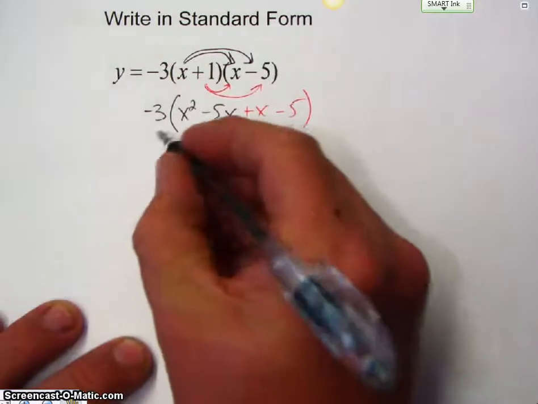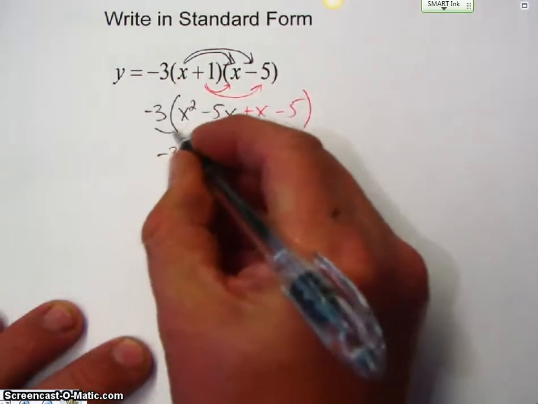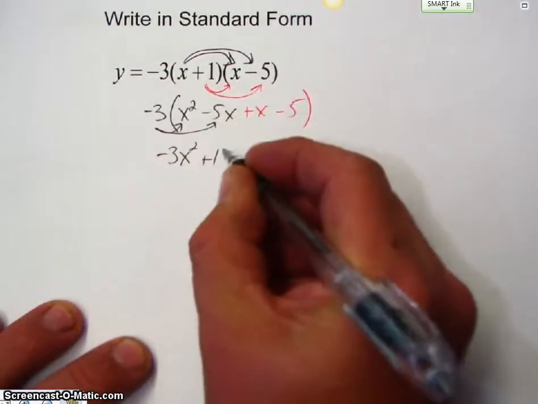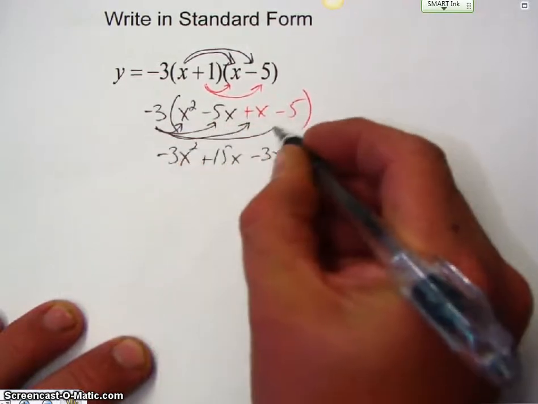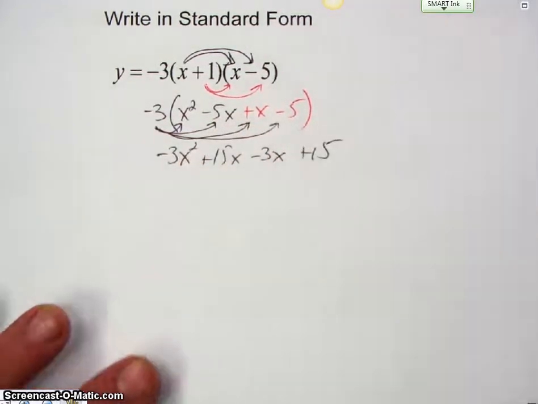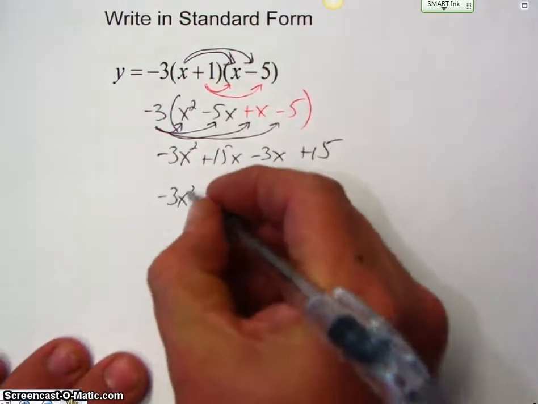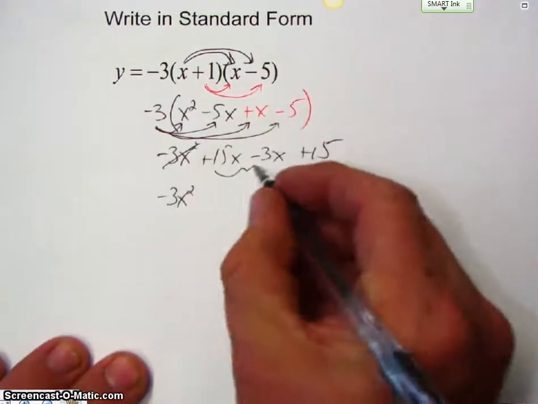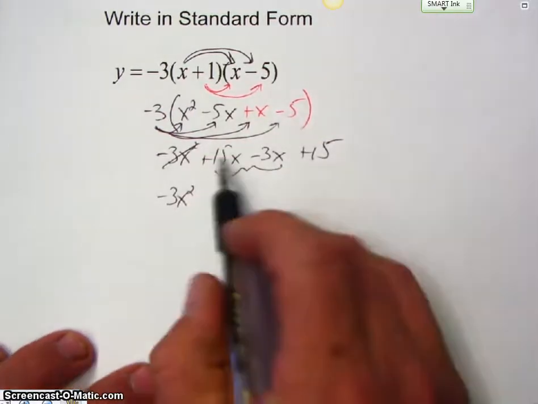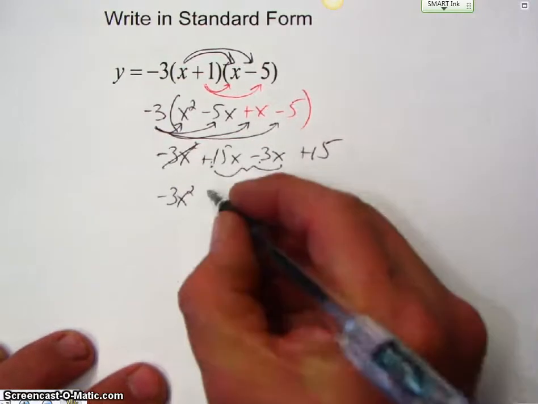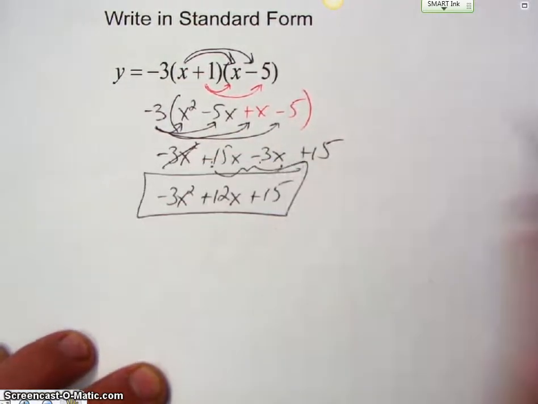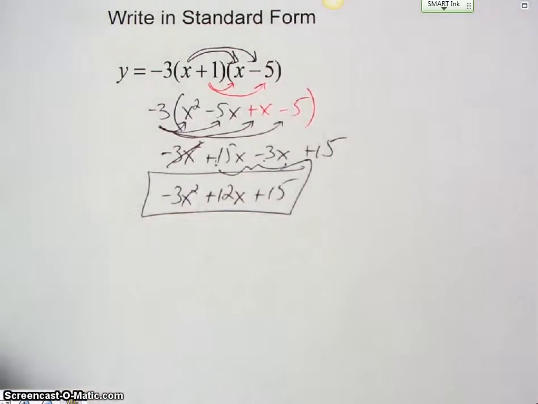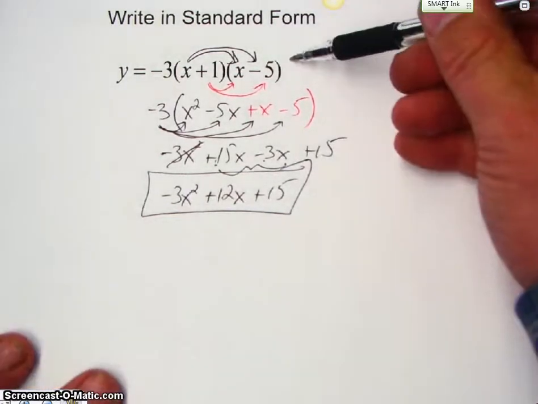Now we distribute, so I get -3x squared plus 15x minus 3x plus 15. Alright, and then we combine like terms, which usually will be the two middle ones. So positive 15 and -3, so that gives me a positive 12x. And then plus 15. And there I go, standard form. So we went from intercept to standard.